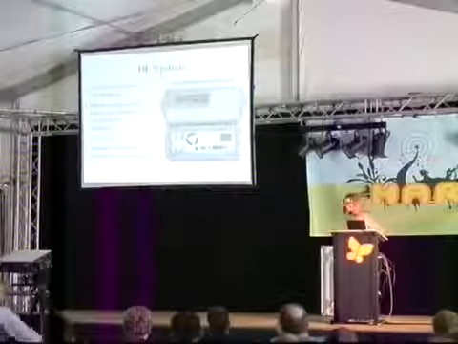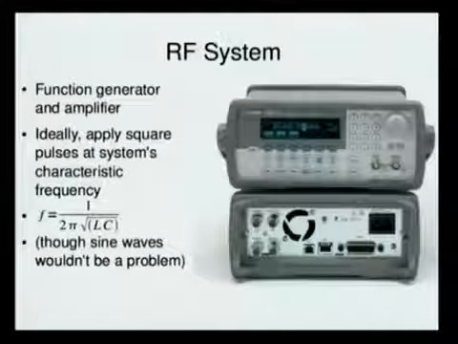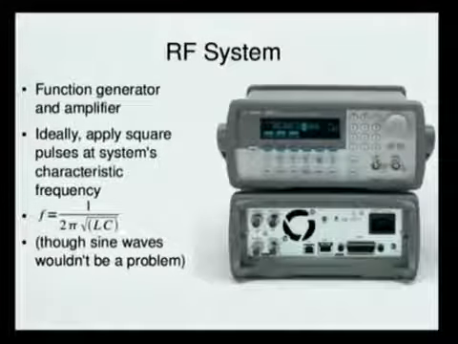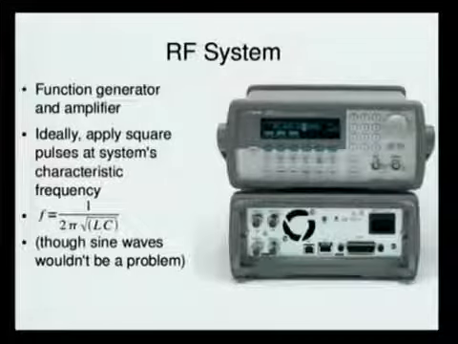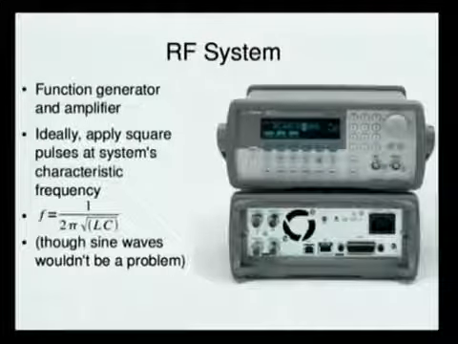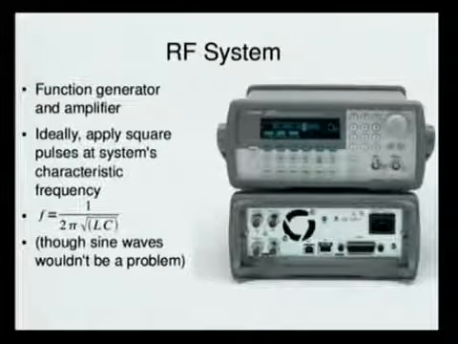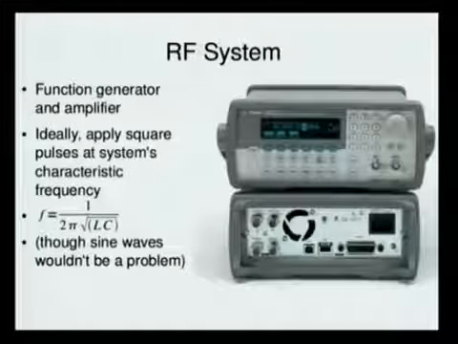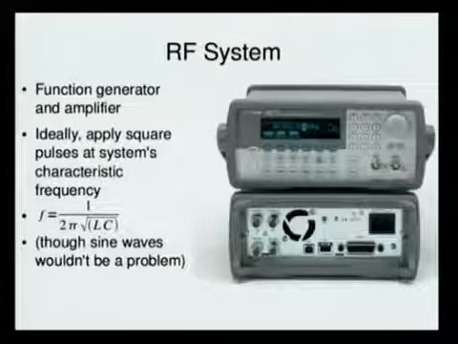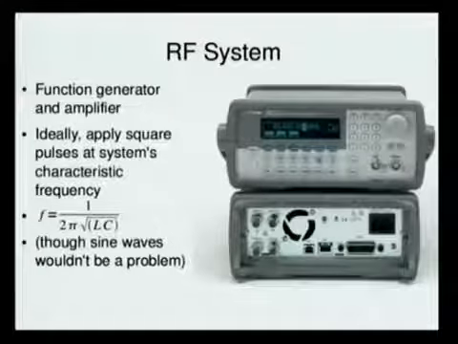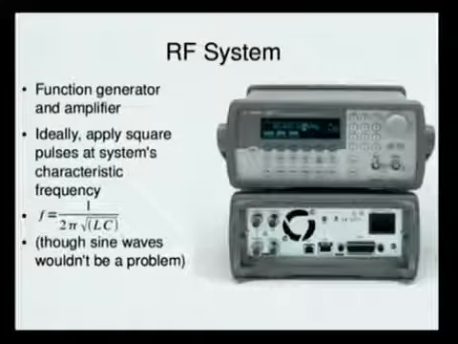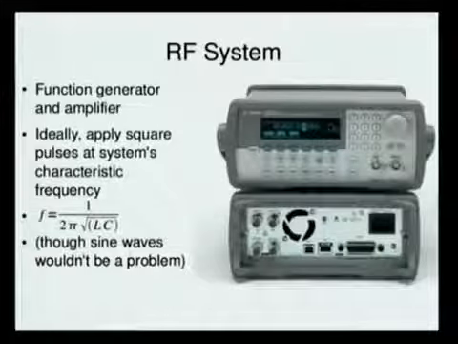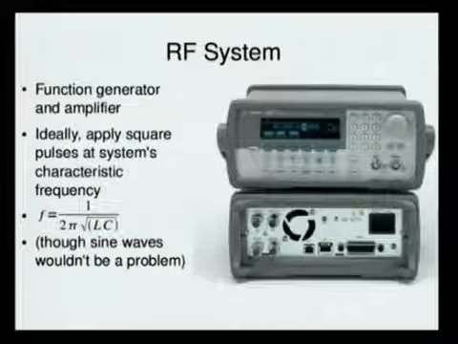Also, this is a bit of review from before. You need a function generator and an amplifier. This is what you're applying to the copper Ds. I guess it's technically possible to build your own, but it's probably easier to already have your own or buy them from eBay. Ideally, you want to apply square pulses at the system's characteristic frequency, or sine waves are also fine.